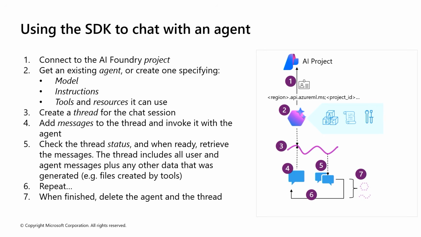You're going to basically repeat the previous two steps as a chat loop until the conversation can be concluded. And then eventually, when finished, delete the agent and the thread to clean up your resources and also delete the data that is no longer required.